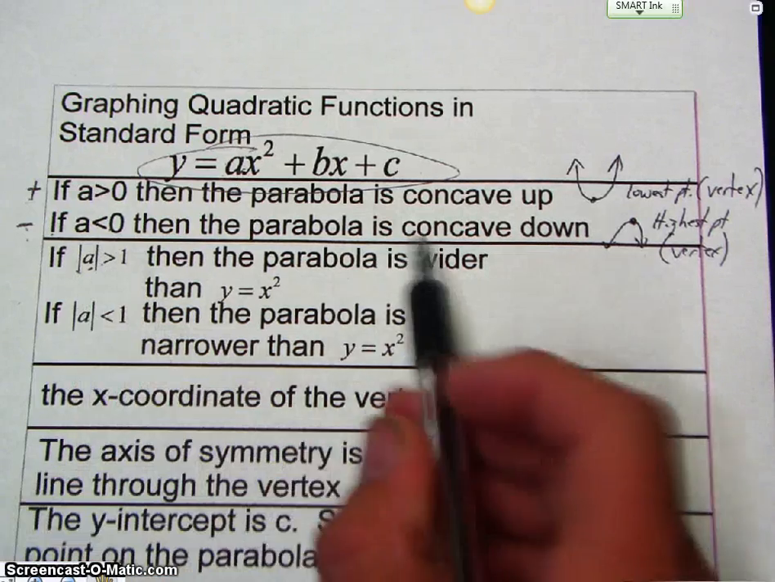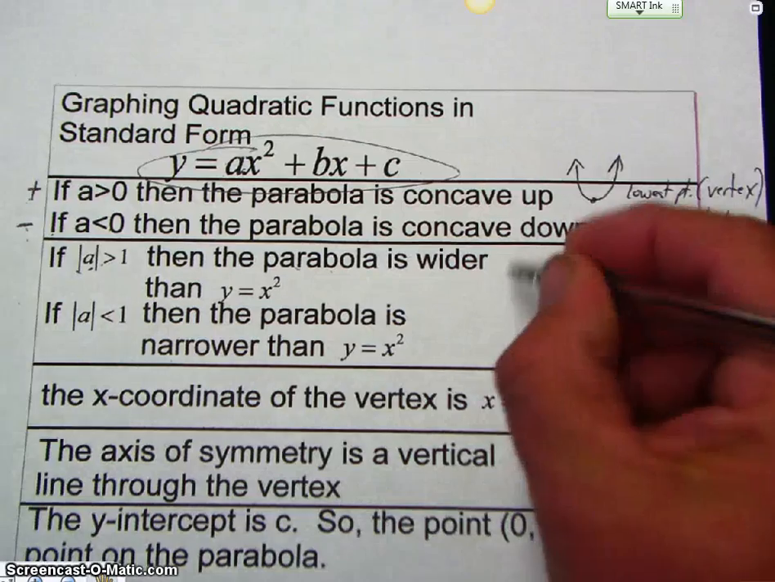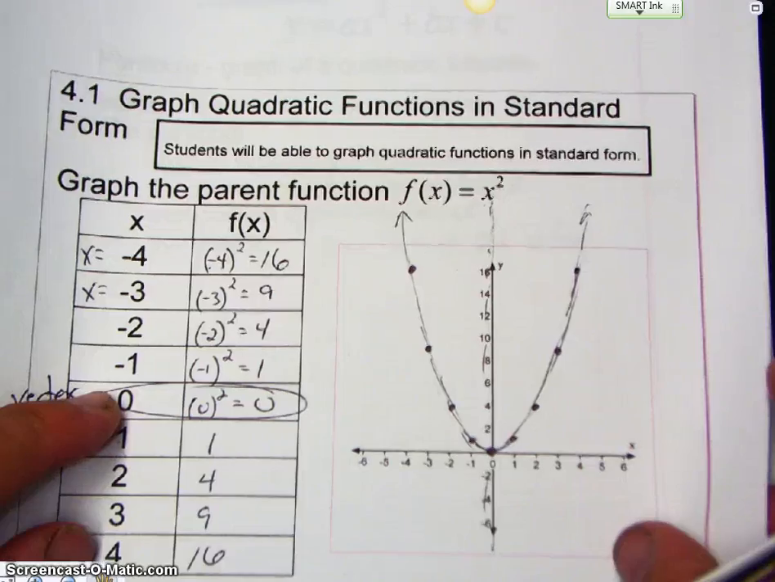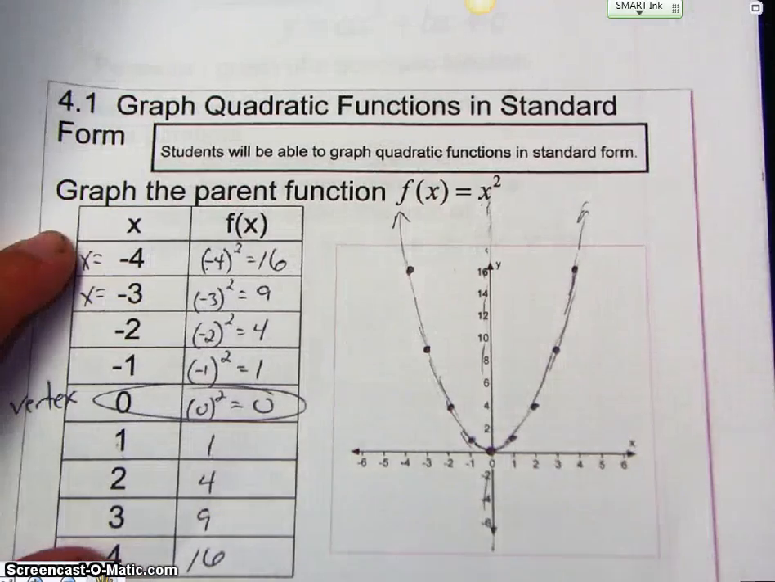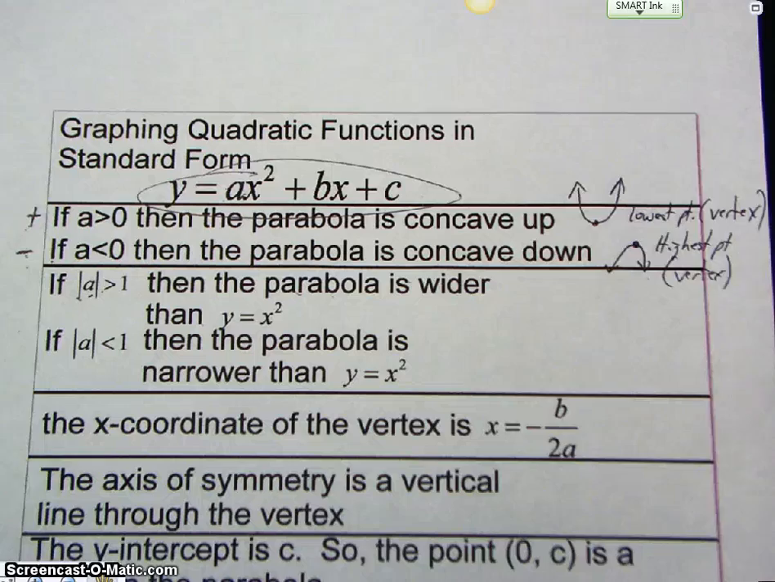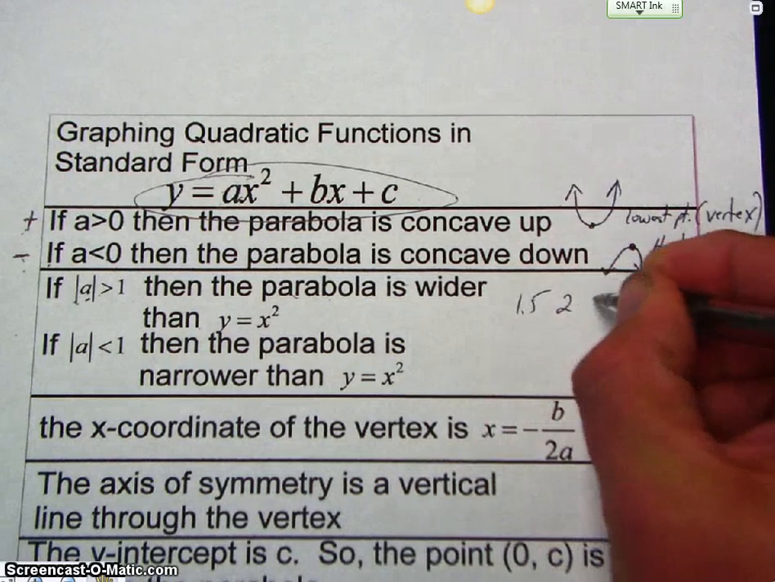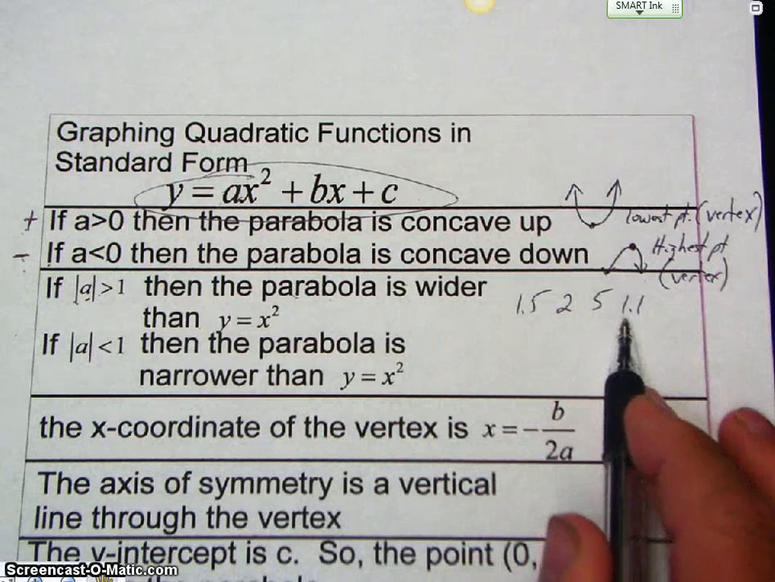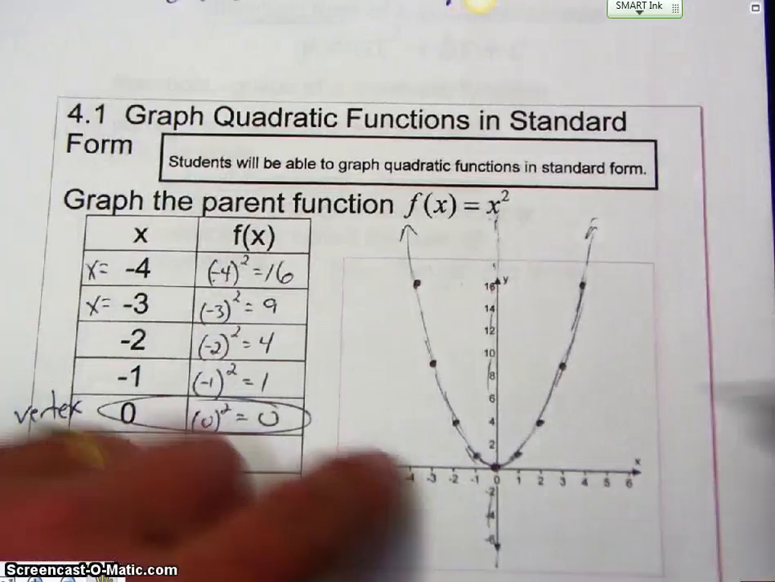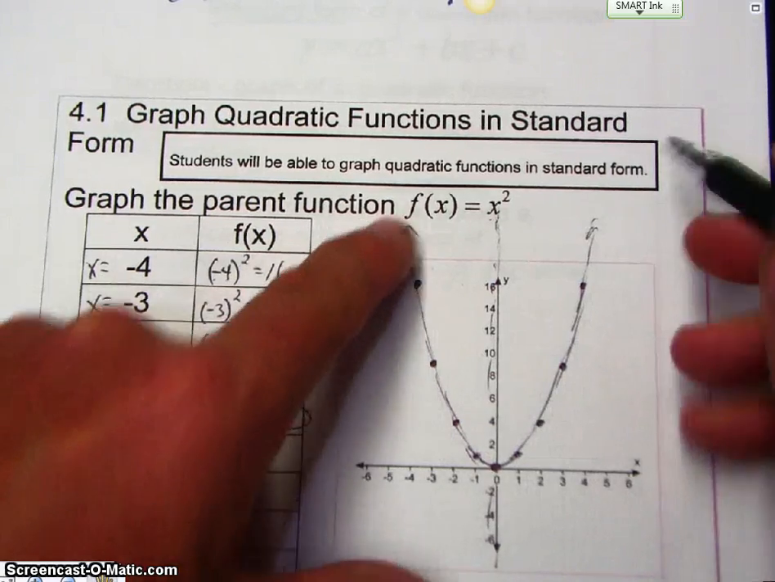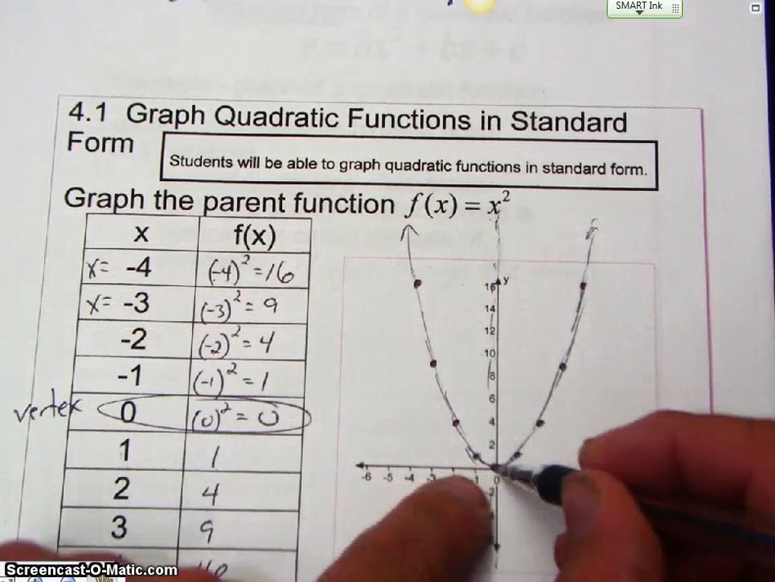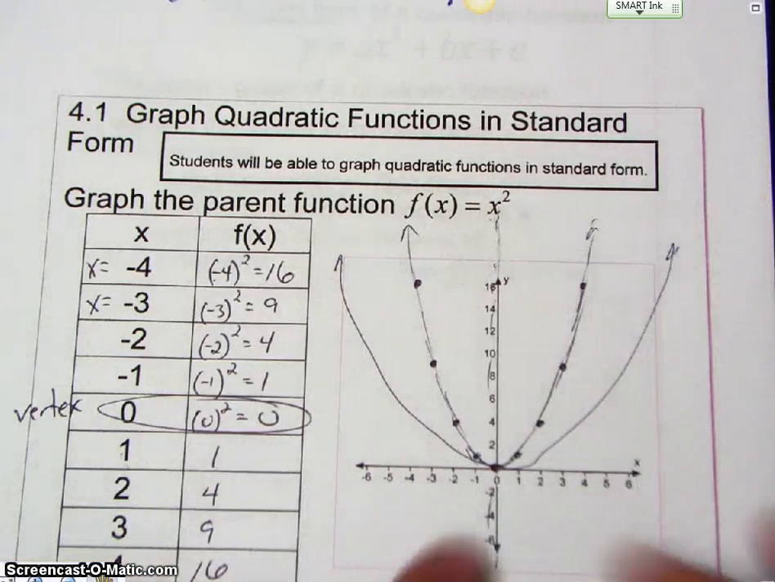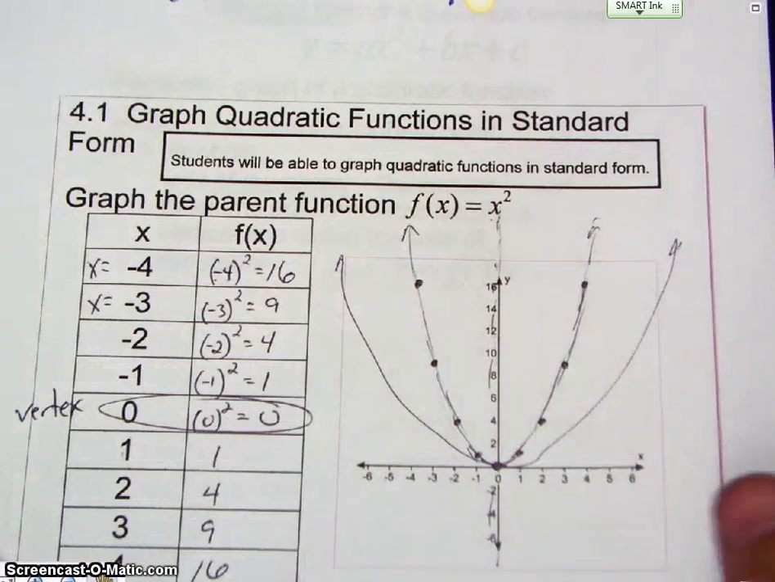If it's greater than 1, the parabola is wider. All right? So what I mean by that, go back to this parent function. If a is greater than 1, like 1.5, 2, 5, 1.1, all these values are greater than 1, so that means my parabola is going to get wider. So this is the normal width. If it's greater than 1, it's going to get wider. All right? It'll be wider than the normal parabola.